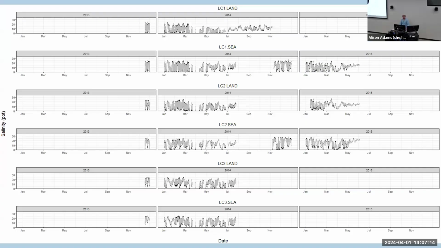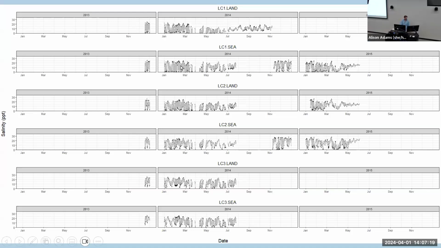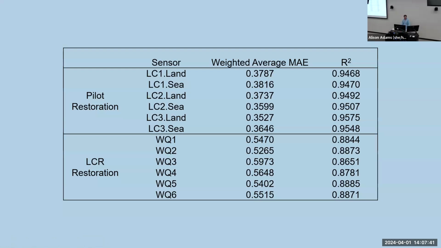So graphically, what that looks like is, it might be a little hard to see. Okay. So what you can see is that the black line is actually our observed salinity, and that gray line is our model fit. So overall, we have really good fit here for the pilot project, and then considering the fit for the Lone Cabbage Reef restoration, we can see that we don't fit as well, and we miss a lot of these peak values, but overall the fit seems pretty good. And then looking at the overall statistics, we can see we get an R-squared of about 0.95 for the pilot project, and then 0.88 for the Lone Cabbage Reef restoration, indicating really good model fit, right?